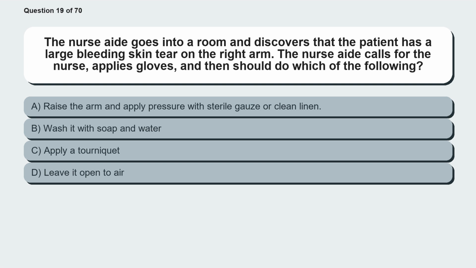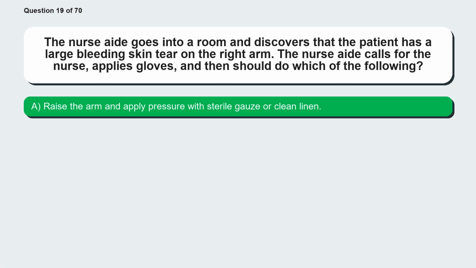Question 19. The nurse aide goes into a room and discovers that the patient has a large bleeding skin tear on the right arm. The nurse aide calls for the nurse, applies gloves, and then should do which of the following? Option A. Raise the arm and apply pressure with sterile gauze or clean linen. Option B. Wash it with soap and water. Option C. Apply a tourniquet. Option D. Leave it open to air. The correct answer is option A.